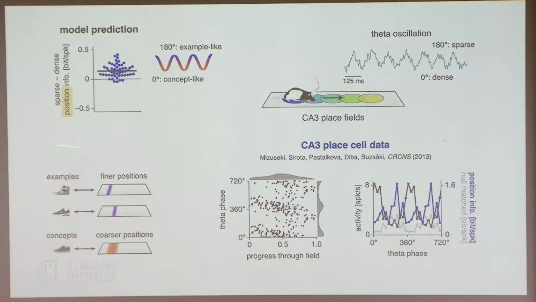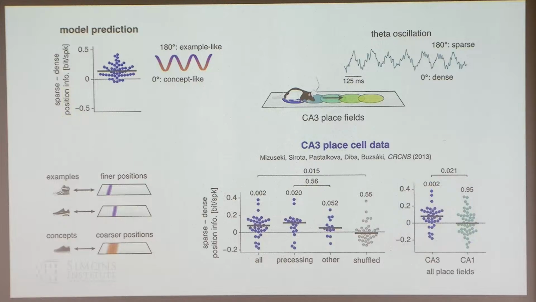To extract this position information, we analyze place cell data from publicly available datasets. This is one place field that we see, and we're looking at all the spikes of this neuron, teasing it apart by different theta phases. You can see that the theta phase will modulate both the sparsity, the activity of the neuron, and also how much position information it conveys. And indeed, CA3 place cells tend to convey more positional information during sparse phases compared to dense phases.